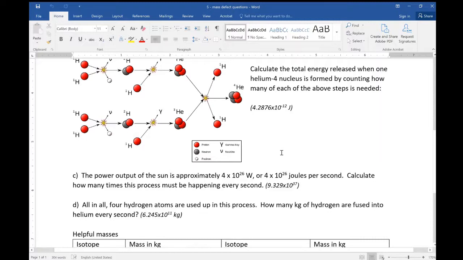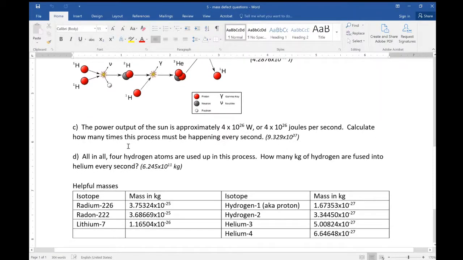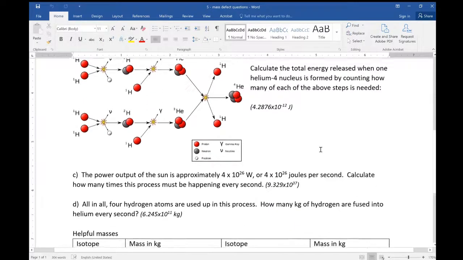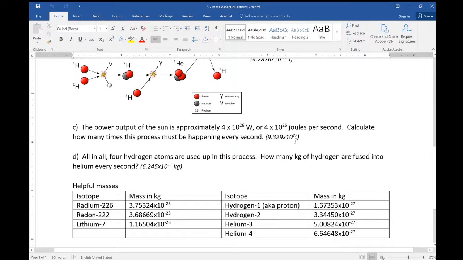The last bit of the question asked you to then calculate, given the fact that 4 hydrogen atoms are used up in this process, how many kilograms of hydrogen are fused into helium every second. So use the amount of energy you calculated, the amount of energy per second, to then work backwards to get how many kilograms of hydrogen are fused into helium every second. So that's a really big number. 6 by 10 to the 11 kilograms is a number that is unfathomably big, but thankfully so is the mass of the sun.